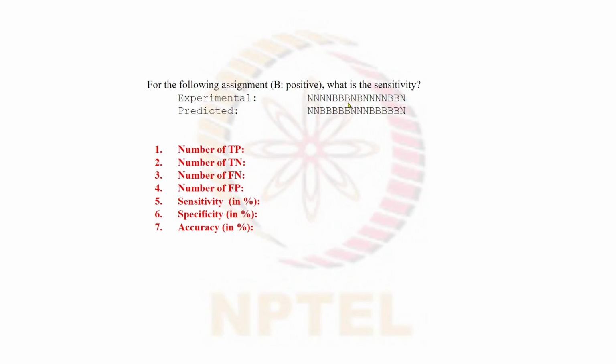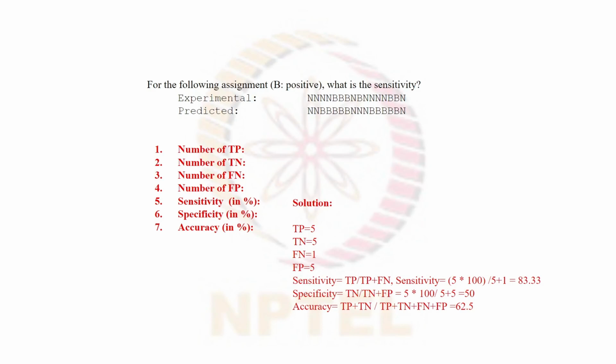So in terms of true positives, we have here B predicted as B. Once you have correctly identified true positives, true negatives, false negatives, and false positives, you can calculate sensitivity, specificity, and accuracy.